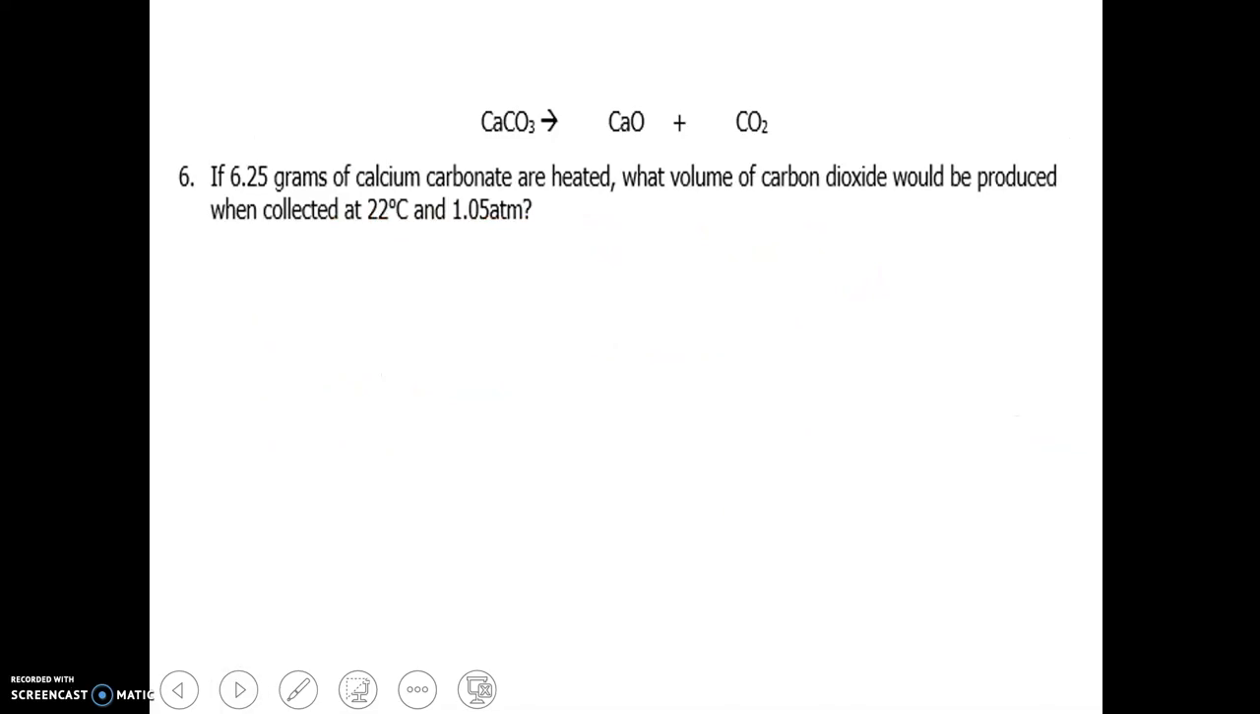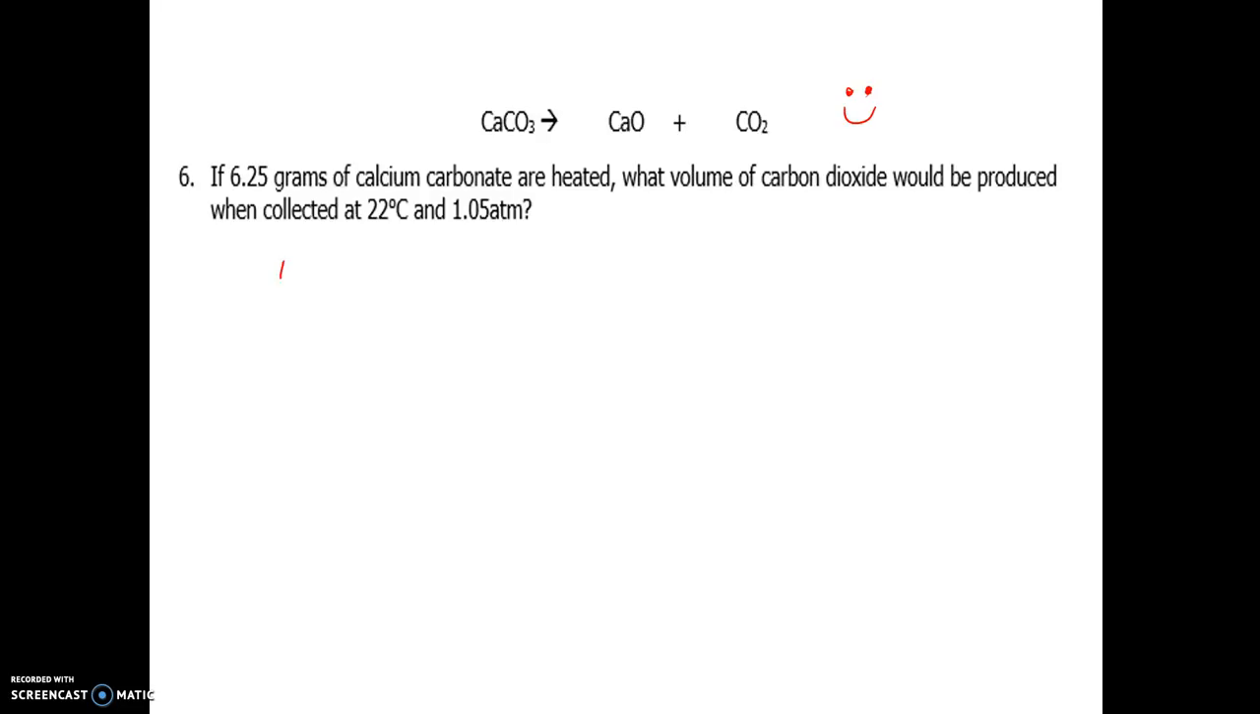And so our last question, we have calcium carbonate goes on to produce calcium oxide and carbon dioxide, and we're already balanced for our reaction. Yay! So since we're already balanced, we can just get straight into doing some calculations. So our question, we have 6.25 grams of calcium carbonate are heated. What volume of carbon dioxide would be produced when collected at 22 degrees Celsius and 1.05 atm?